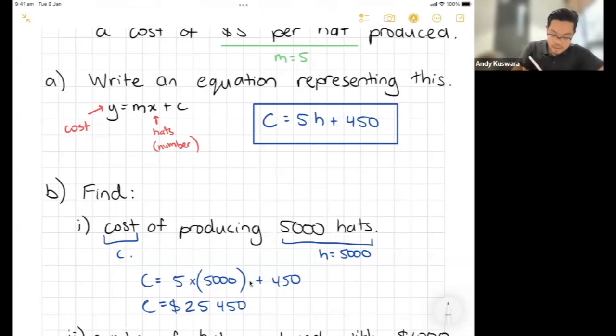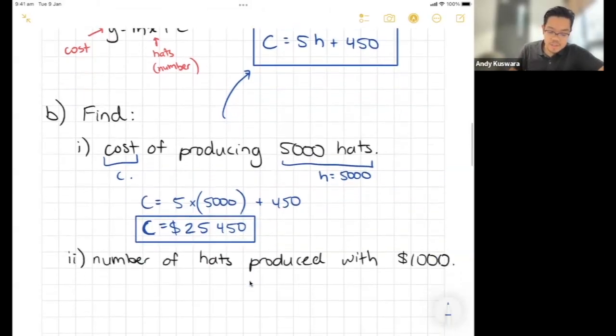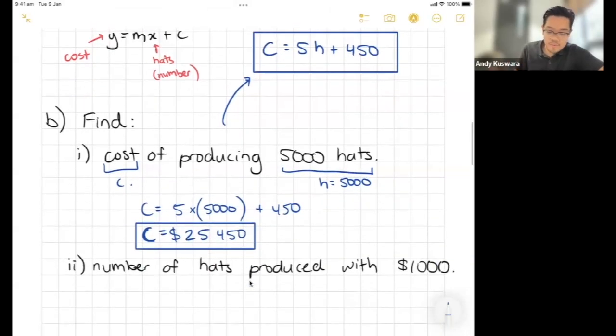Okay. That there is that. So you can see for this part, once you've got the equation, the hard part is always forming that equation up there. After that, it's just substitute and solve. Let me show you what I mean. Now, this one is for part 2. I want to find the number of hats that I can produce with $1,000. So that means my total cost here is $1,000, and if I want to find the number of hats, I'm solving for H. So now I just substitute and solve.